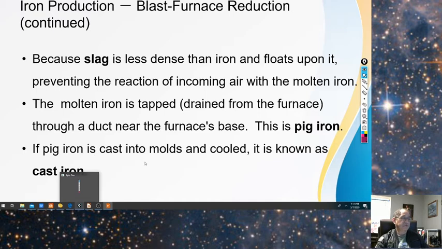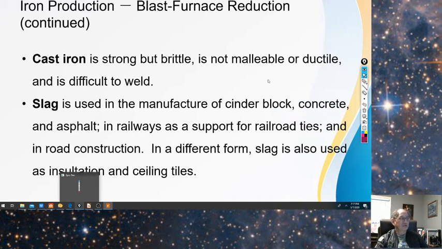And then if you put the pig iron in a mold, then it's cast iron. You casted it. Okay? Know what cast iron is? Know about it, what it is. There it is right there. Difficult to weld, not malleable or ductile. That's going to lead to the next metal, of course, steel. Then we got slag. What's it used for? Uses of slag. There's a whole bunch of them there.